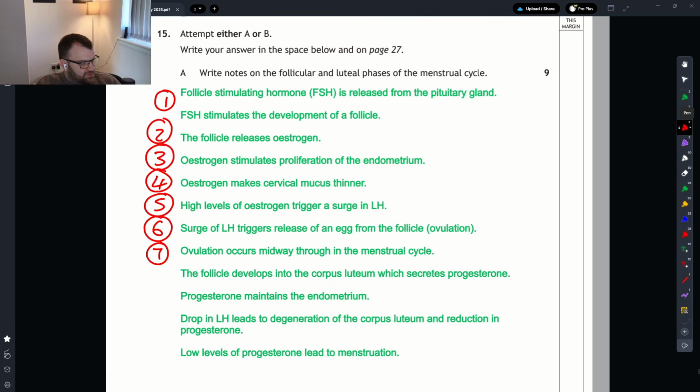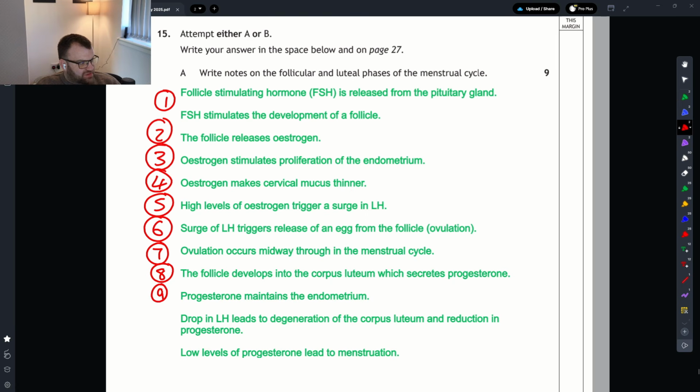Follicular, corpus luteum, progesterone turns into, develops, yes, gives out, secretes, yes, maintains the lining. So they've got the promotes the vascularization, so more blood vessels come together, or the other one I've said is the maintaining or thickening of it. So again, I'm all good with that.